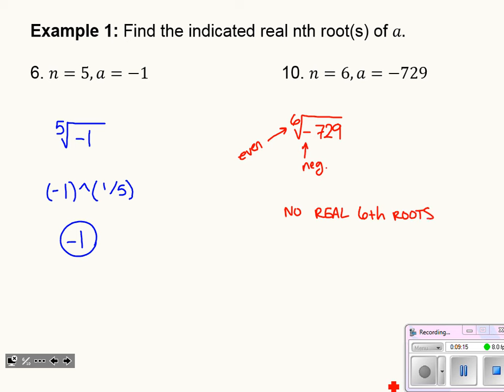So in this case, there are no real sixth roots of -729. If that were a positive number underneath, then absolutely, we would go through the same work that we did in number 6. We would take that positive 729 to the 1/6 power and come up with our answer. But because it is a negative underneath an even radical, there are no real roots for that.